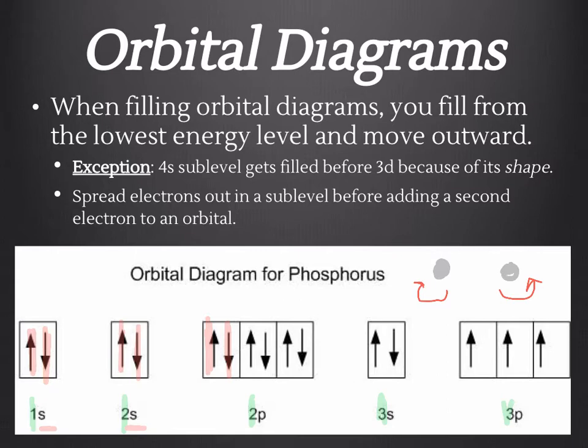We're going to practice drawing these in just a minute, but our rules so far are that we have to fill up energy level 1 first, we have to point the arrows in opposite directions, and then the last thing I want you to notice is in this 3p over here.